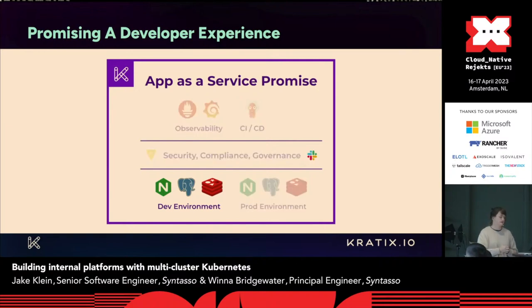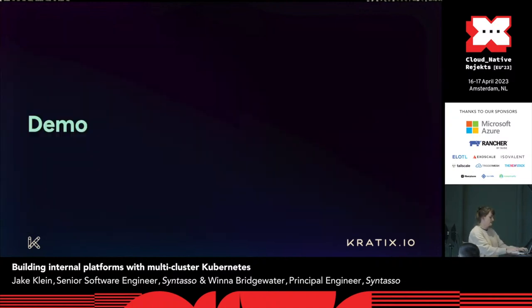So now we're going to attempt a demo. We're going to be running multi-cluster Kubernetes locally on my machine using Kind in Docker. So pairing this app as a service promise down a bit, it's going to trigger a Slack notification when the request comes in. And it's also going to create instances of Nginx, Postgres, and Redis to deploy an application that the application team has defined. So let's see how this goes.